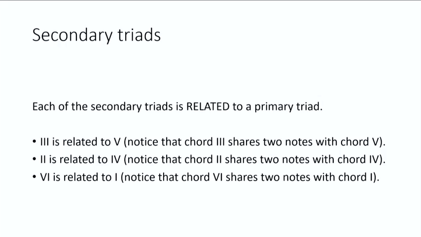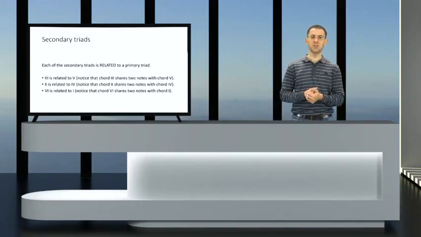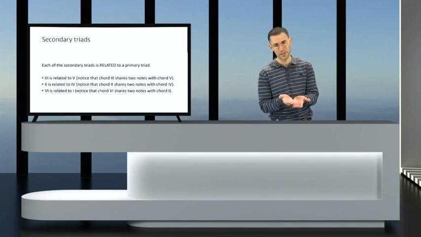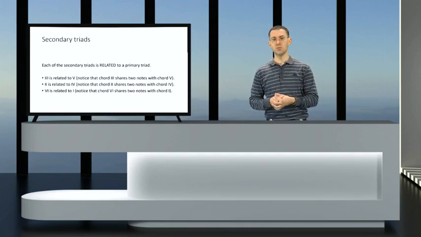Now, each of the secondary triads is related to a primary triad. Okay? They are relatives. Just like major and minor keys are related to each other, certain triads are related to each other. So chord 3 is related to chord 5. And if you put them right next to each other, chord 3 and chord 5, you'll notice that chord 3 shares 2 notes with chord 5. Okay, that's why they are related. They've got 2 of the 3 notes shared. So they're relatives. Chord 2 is related to chord 4. And if you put those 2 together, you'll see that they also share 2 notes with each other. And chord 6 is related to chord 1.